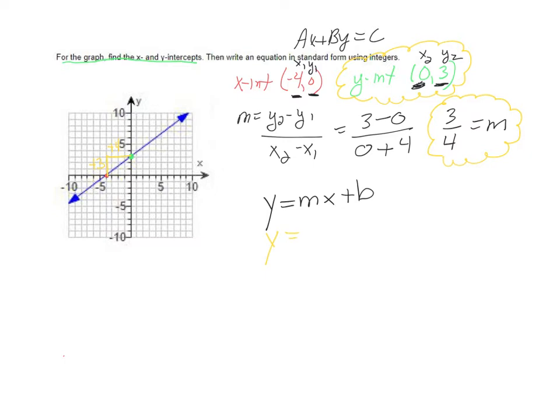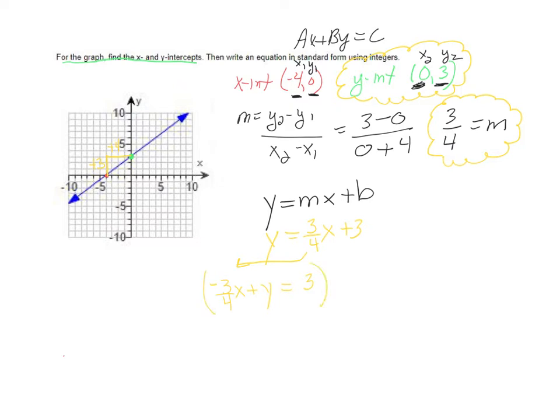So I'm going to have y equals, my slope is 3/4, and my y-intercept is 3. And so now that is my slope-intercept form, but my directions ask me to put it into standard form. So I'm going to have to keep working. I'm going to have to bring this 3/4 over. It'll become a -3/4 x. And then I remember that standard form has to be integers, not allowed to have fractions.